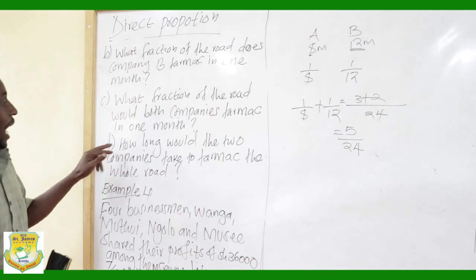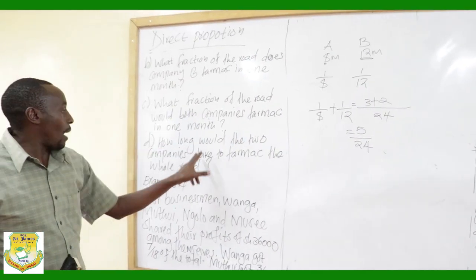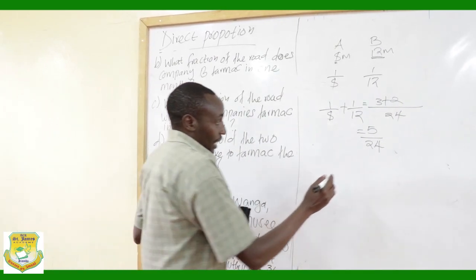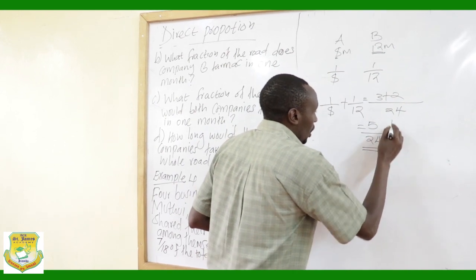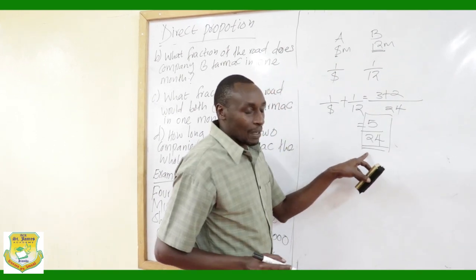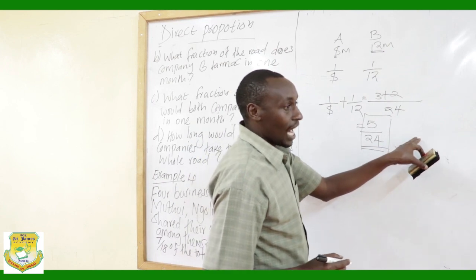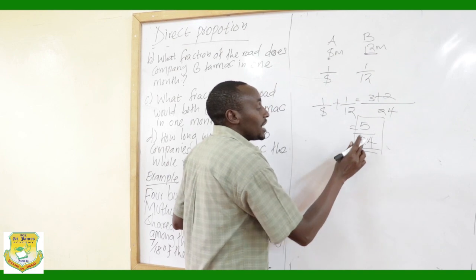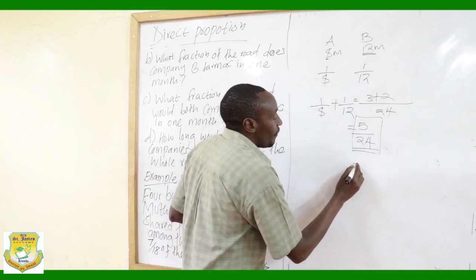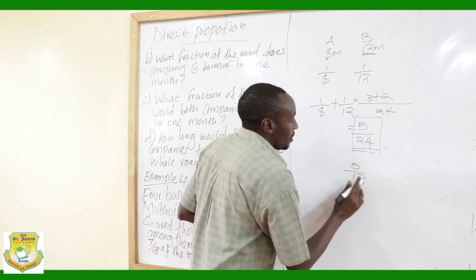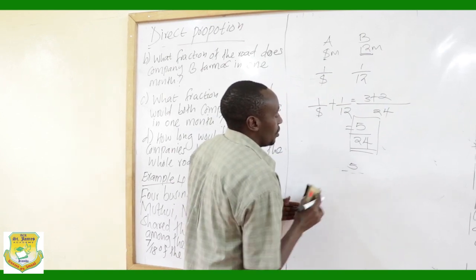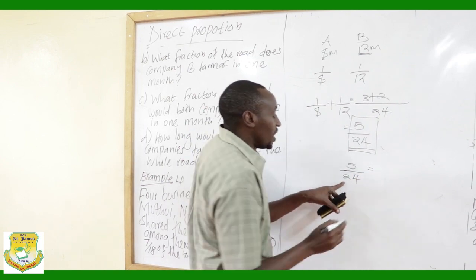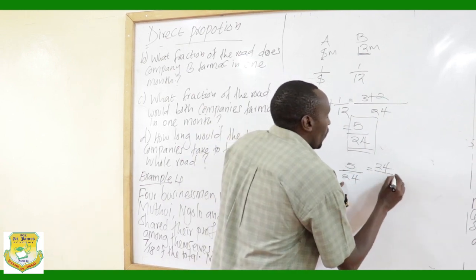We go to D. How long would the two companies take to tarmac the whole road? We say this fraction will be tarmacked within 1 month. If the question asks how long both companies will take, we take the reciprocal of this number, 5 over 24. I take the reciprocal of this one, and I get 24 over 5.